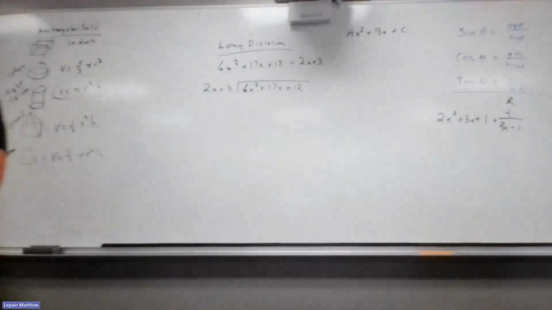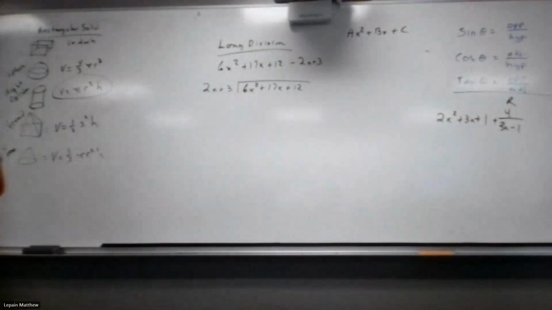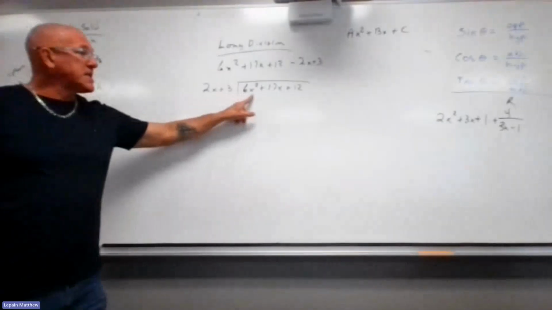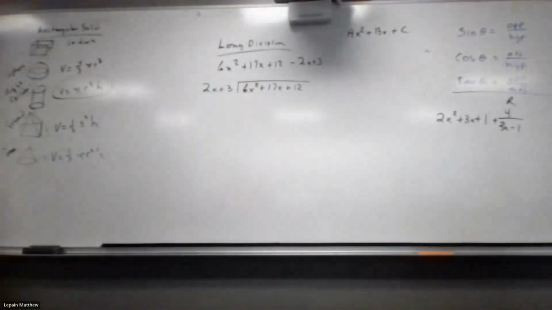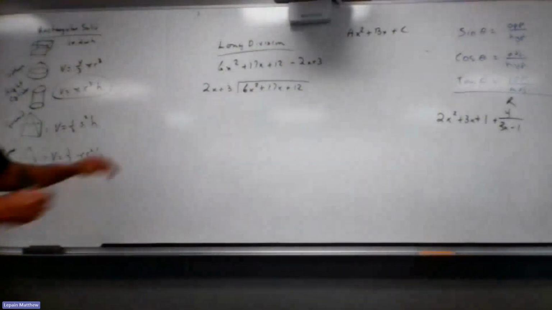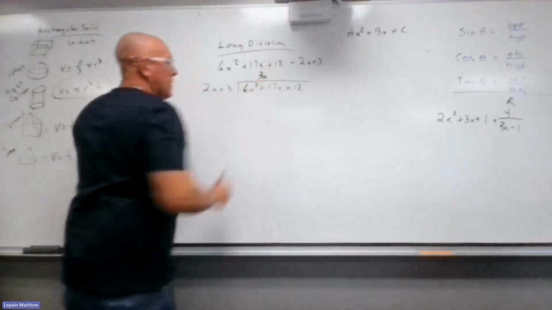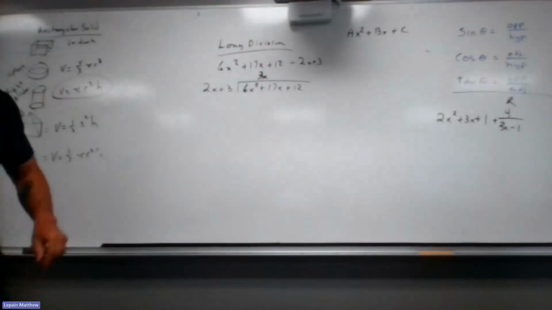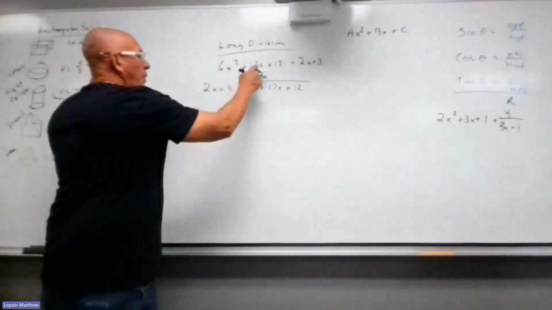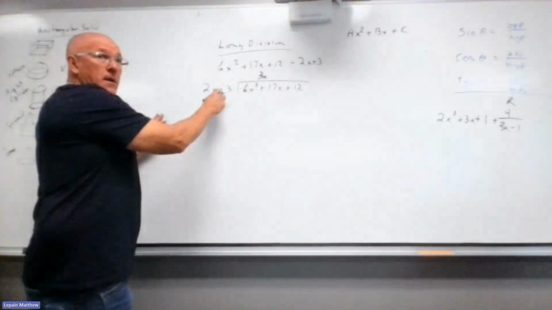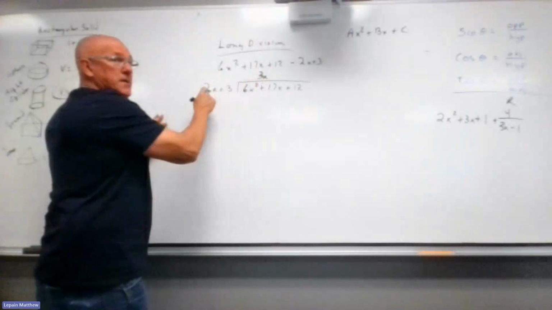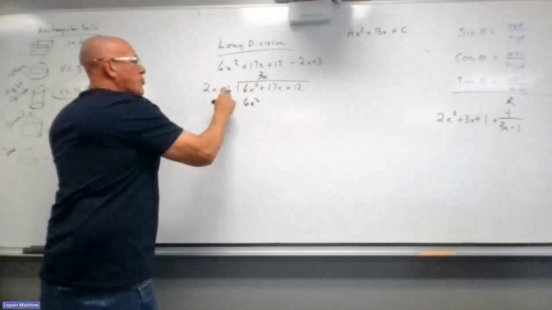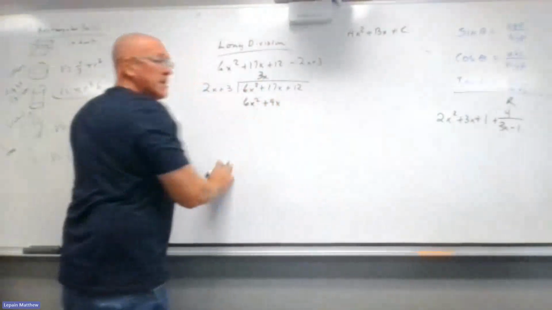Now, ask yourself this question. What do I multiply 2x by to get 6x squared? 3x. Very good. We'll put the 3x up here. Now, do the distributive property with the 3x into this. So 3x times 2x is 6x squared. 3x times 3 is a positive 9x.